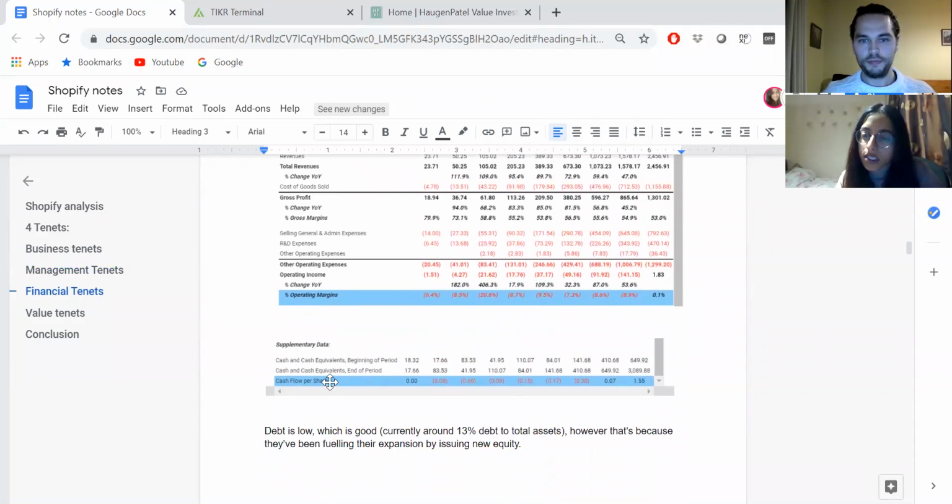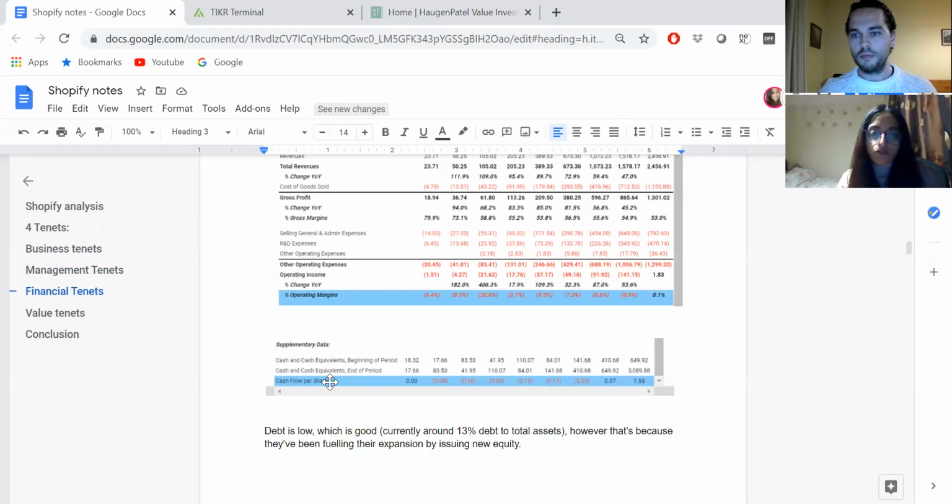Yeah. We're seeing quite a similar story again. Shopify is not generating much cash per share year on year, and when it does, for the last 2 years, it's quite small. So again, in short, not consistently positive, not what we look for.